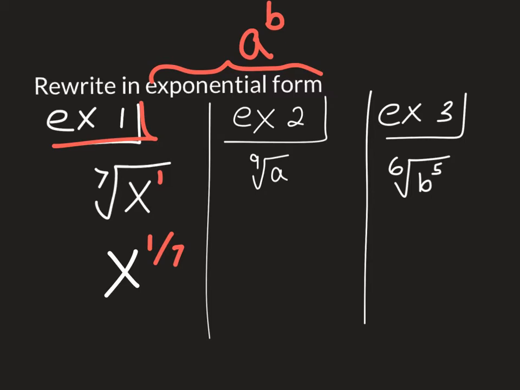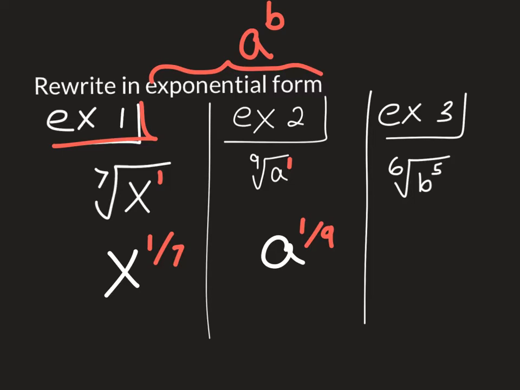On this next one, I have an a on the inside, so that's technically an a to the first. Okay, so I have a and then raised to the first power. And then I'm going to take this number that's outside of the radical, which has a special name. It's called the index. So I'm going to take that index and bump it to the denominator of that fraction. So this is going to be 1 divided by 9. So that's a raised to the 1/9.